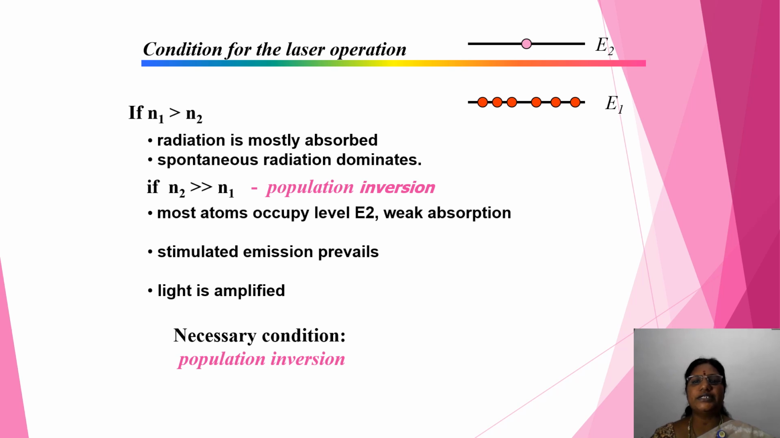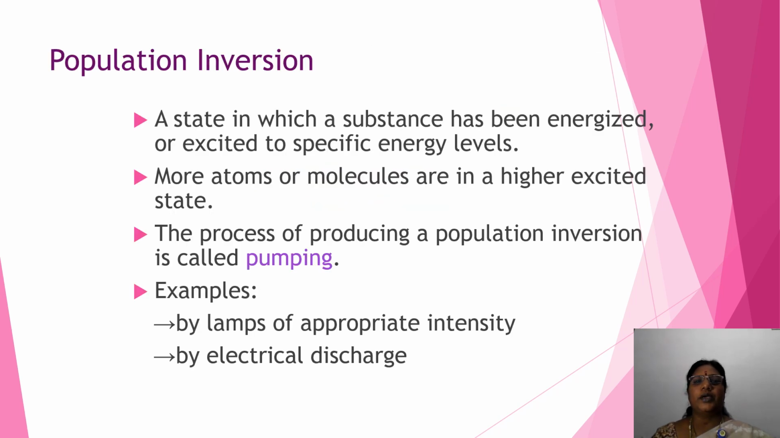The important condition for laser operation is the condition of population inversion, where there are more number of atoms in the excited state than in the lower energy state. When this occurs, stimulated emission prevails and light gets amplified. Population inversion is produced by pumping. There are different types of pumping depending upon the sources, like optical pumping, which is done by photons, electrical pumping by electrical discharge, etc.